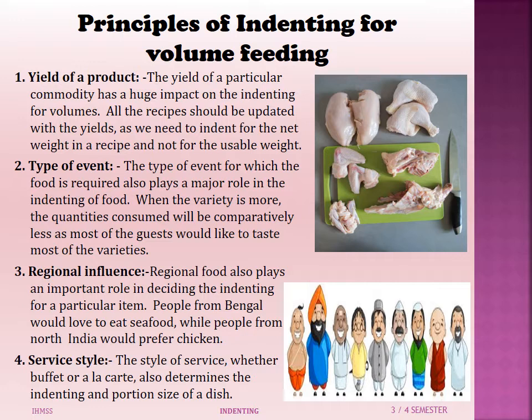Number three, regional influences. Regional food also plays an important role in deciding the indenting for a particular item. People from Bengal would love to eat seafood, while people from North India would prefer chicken. Number four, service style. The style of service, whether buffet or a la carte, also determines the indenting and portion size of a dish.